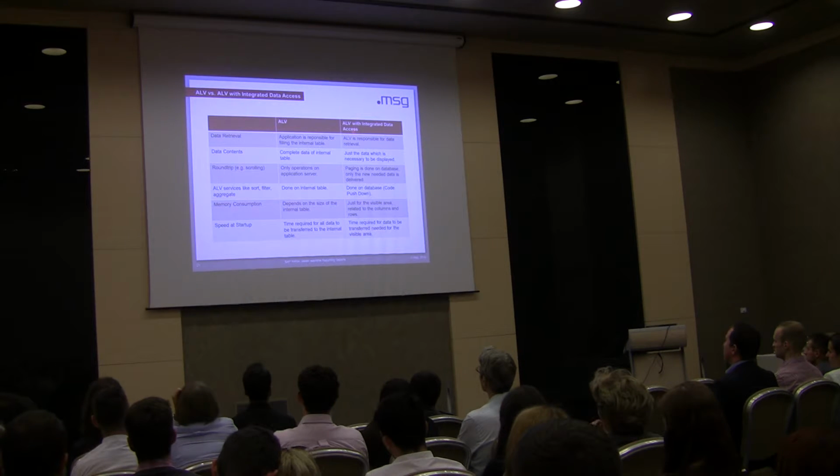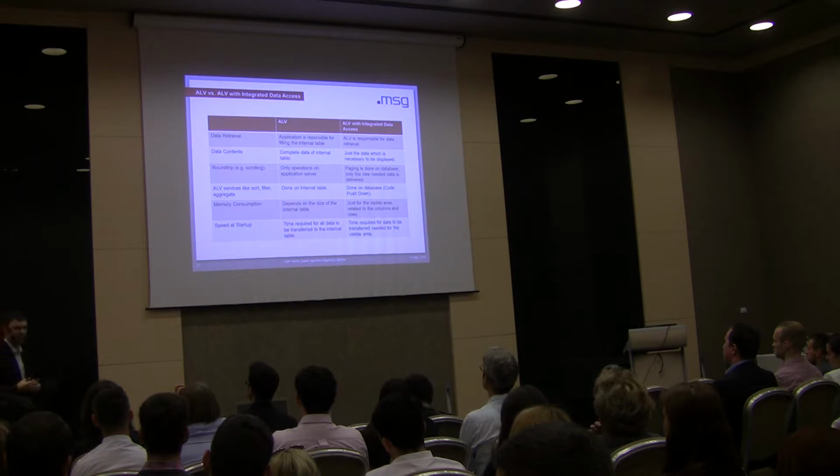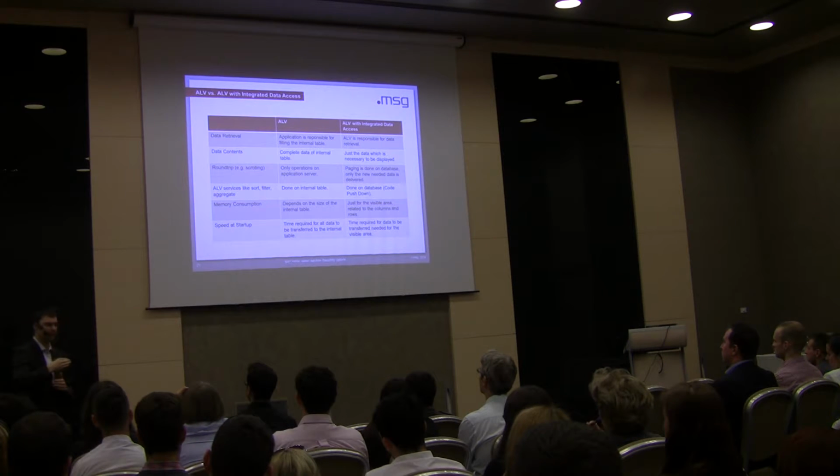With the new ALV, the ALV itself is responsible for the data determination. You just tell the ALV to take the data from that table, that view, or that external view which points to a HANA column view. Regarding data content, classically the complete internal table is in the content. With the new ALV, only the data which has to be displayed is in the content. So if you can just display 200 data records on your page, you just have to load those 200 data records, not the 1 million data records.